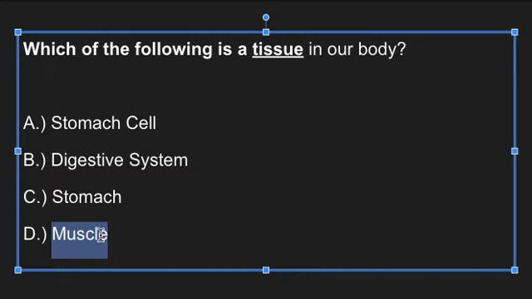In your packet, you'll see a similar problem. I want you to apply the same thought process to try to answer that question. Good luck.